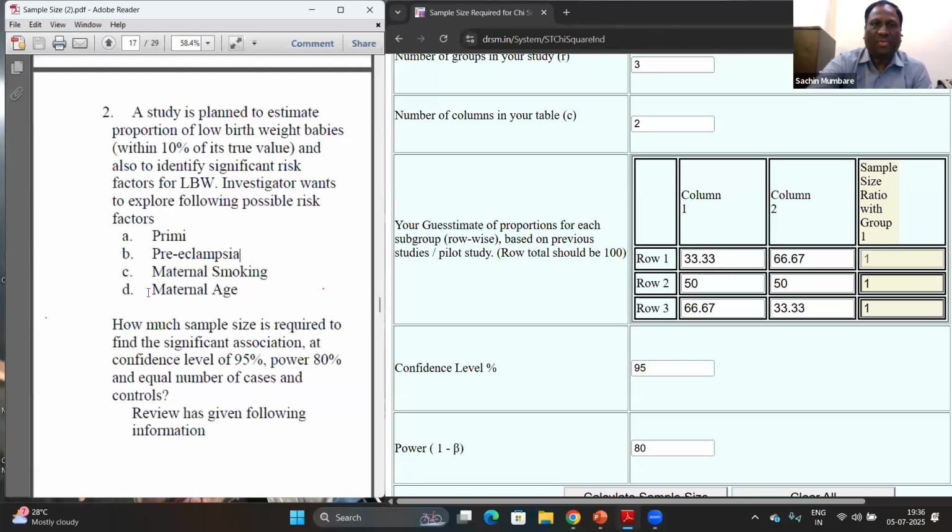So maternal age is one possible risk factor, and to identify whether maternal age is a possible risk factor, you will compare the mean maternal ages in these two groups, the LBW baby group and the normal weight baby group. Yes, got it. Okay.